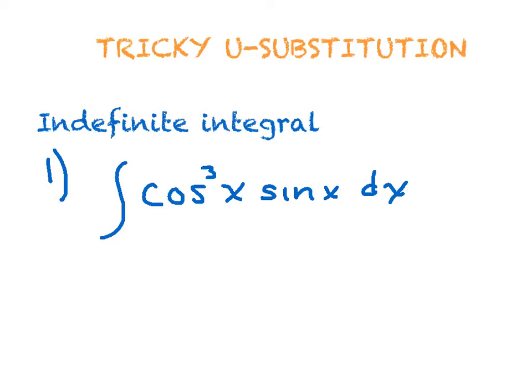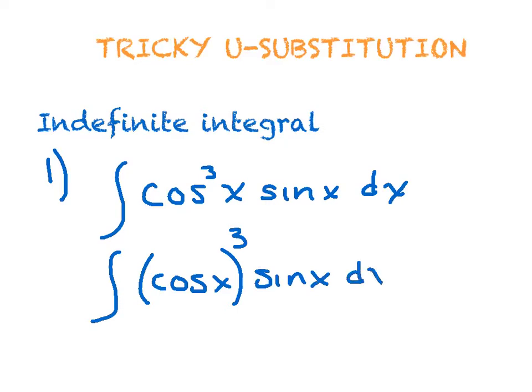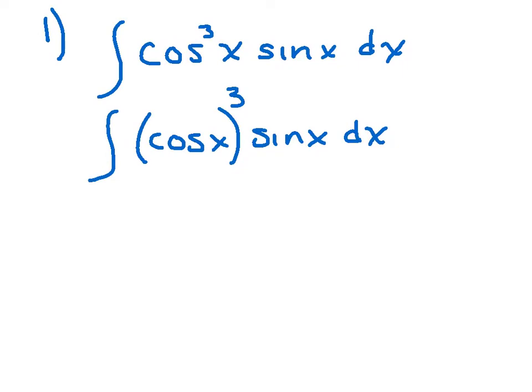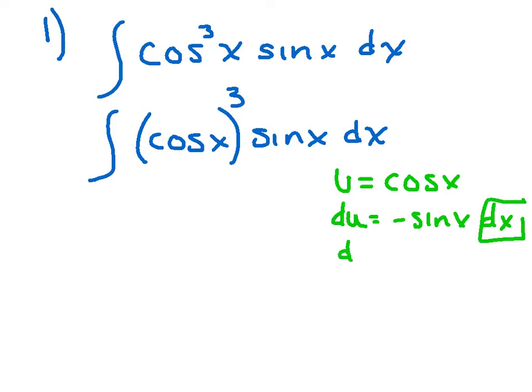But I'm going to rewrite this one more step, and I'm going to say this is the quantity of cosine of x cubed times sine of x dx. And we used a little hint in class. We said probably start by picking whatever's in parentheses or under a radical. So I'm going to pick cosine x as my u and see if that works. So just off to the side, if u equals cos x, remember derive both sides. Du equals negative sine x dx.